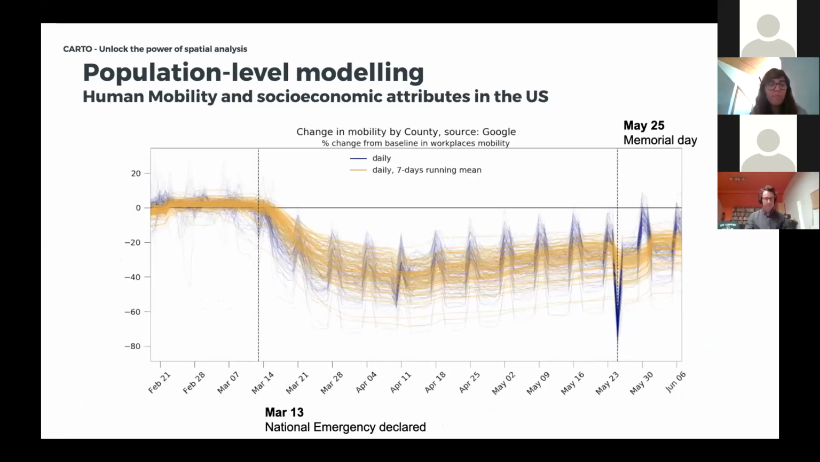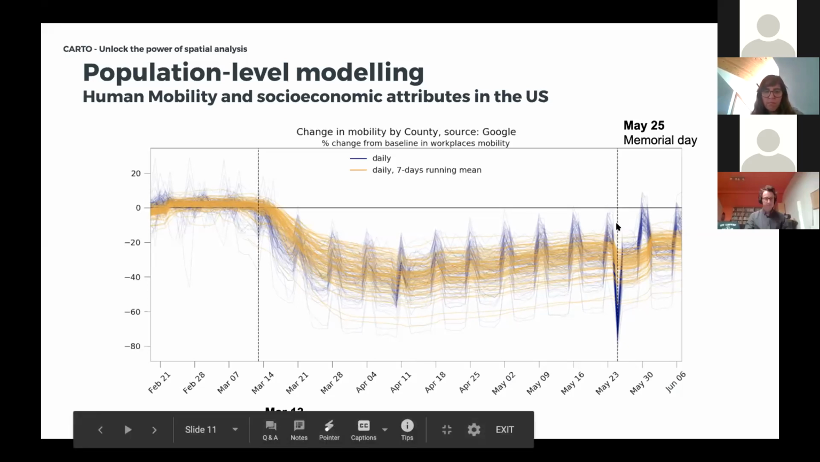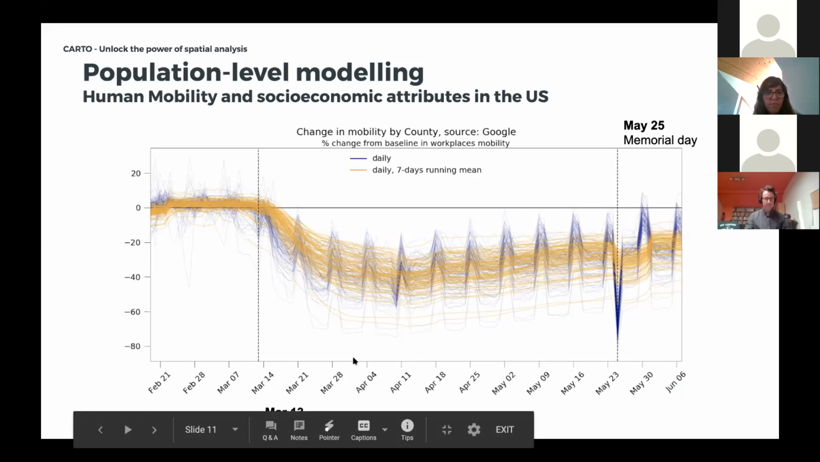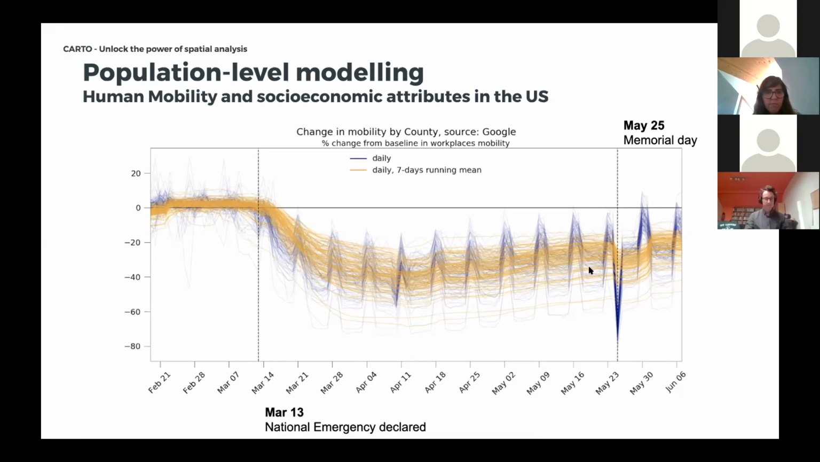In the US, we instead looked at the relationship between human mobility and socioeconomic attributes. We know that the US is a very divided country, and we were interested to understand if the differences in human mobility changes that we were seeing could be related to the underlying socioeconomic characteristics. So what you see here are data from Google, specifically the percentage change from a baseline in workplace mobility. And you see that this is a random subset of the US counties. For all these counties, we see a sharp decrease in the percentage change from the baseline right after the national emergency was declared. After it reaches a minimum, it starts slowly growing again.